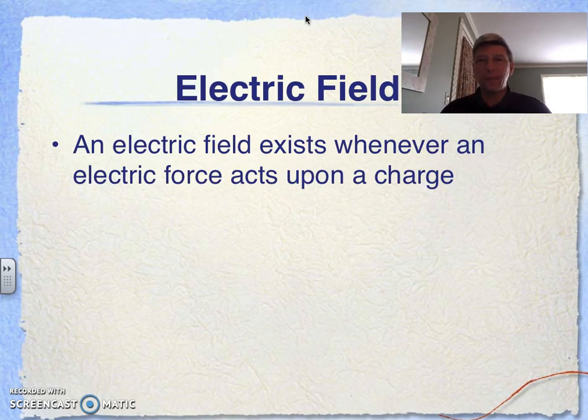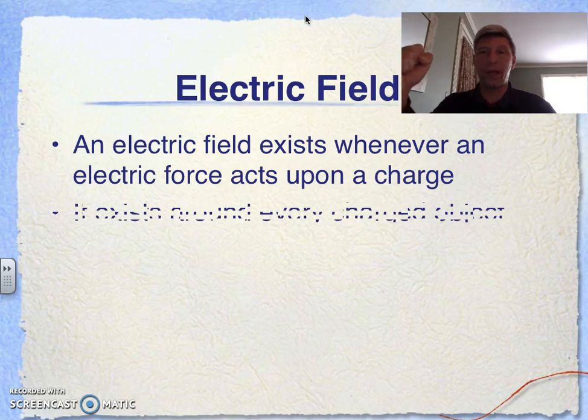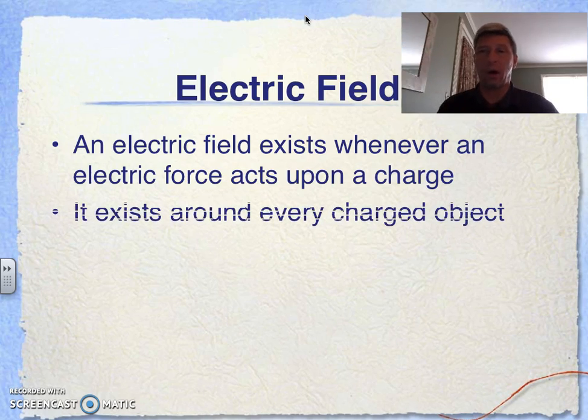So, the same kind of concept surrounds a charged particle. An electric field exists whenever an electric force acts upon a charge. So if you have a charged particle somewhere with a big positive charge, then everything surrounding that object that's got a charge on it will be either attracted to or repulsed by that object. The big positive charge is going to attract all the local negative charges, and it's going to repel all of the local positive charges.